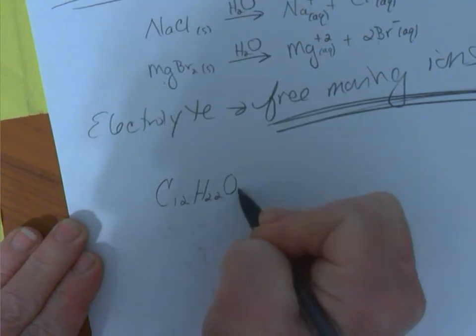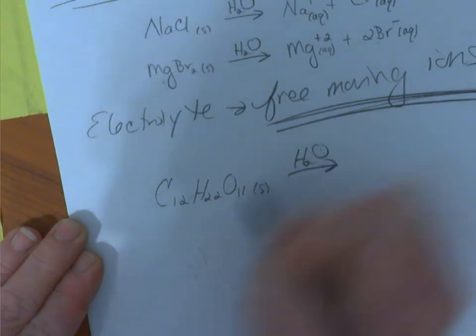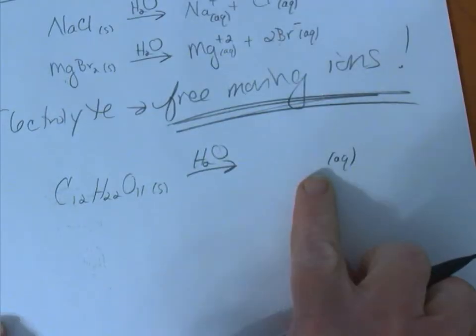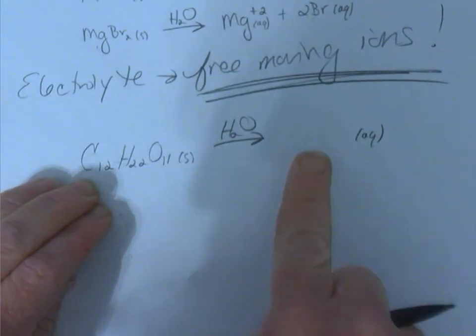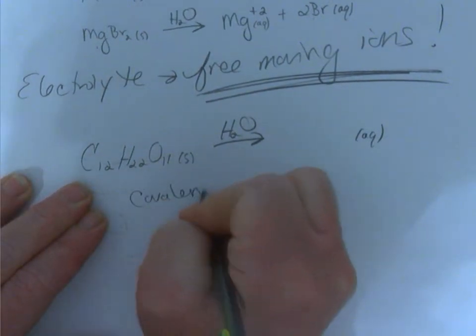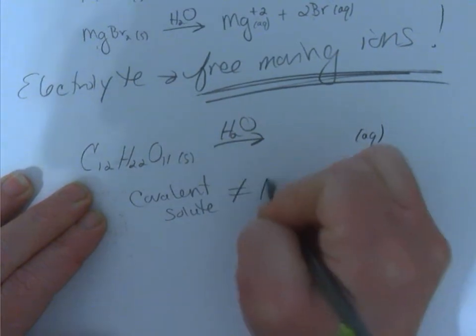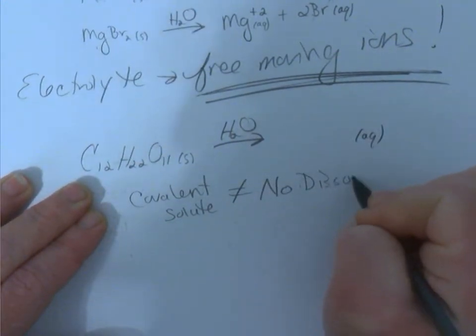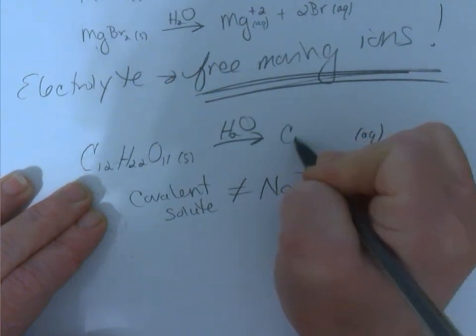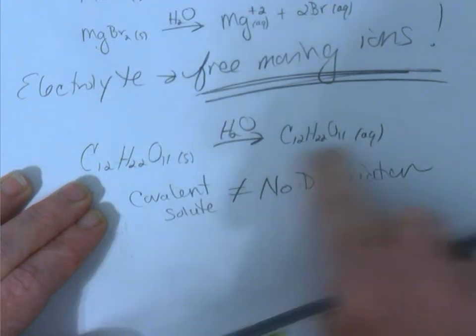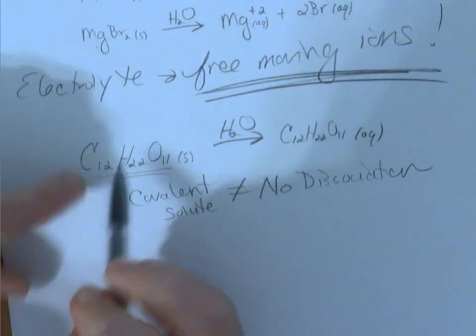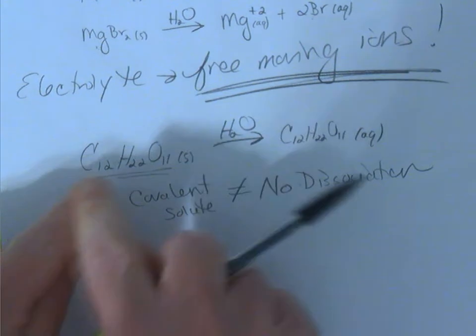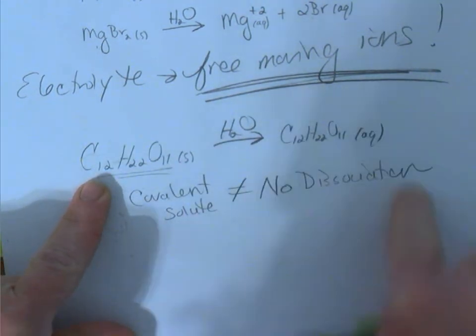So sucrose, now we know, is soluble. So what is happening? Well, from what we understand, covalent solutes do not dissociate. No dissociation. What we understand is they are just broken up into individual molecules. So you take your cluster of molecules that are being held by hydrogen bonds, but then they are individually broken up and then surrounded by water molecules.